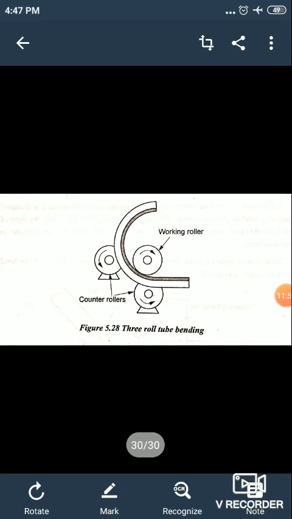Next we will go on to three-roll tube bending. Here the bending is done by three rollers, in which one roller is a working roller. In this process, the three rollers are arranged in a pyramid shape. It is used for large bending radii. Roll benders are similar to ram bending, but they use a working cylinder and two stationary counter rollers. The positioning of the three rolls determines the form of the bend.